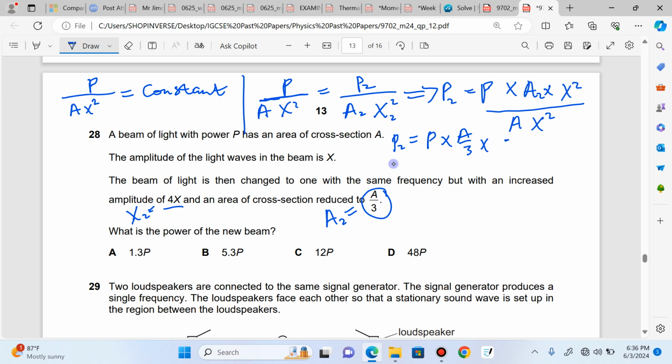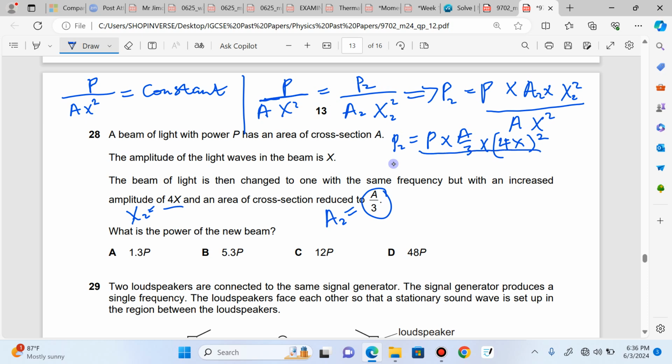No, A2, this should be x2. When you cross multiply, x2 should multiply by P. A2, x2 should go up here. So this will be x2 squared. And don't forget that x2 equals 4x. So now that I'm having x2 squared, x2 is 4x, right? Now I'm to square it, yes, because it is being squared here. So I'm to square it.